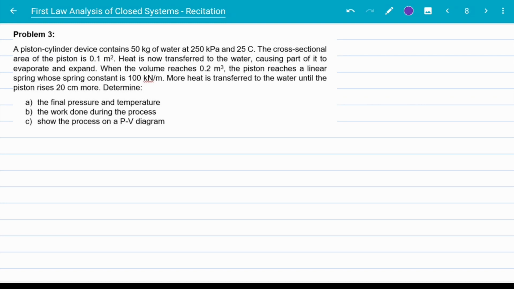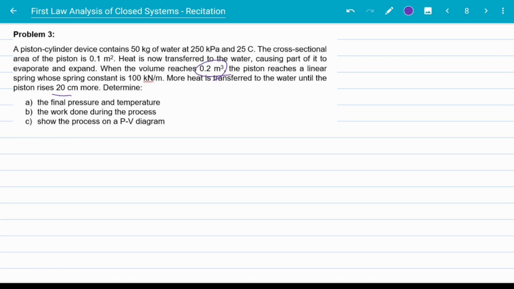Okay, problem 3. We have a piston cylinder that contains 50 kilograms of water at 250 kilopascals and 25 degrees Celsius. Now the cross-section area of the piston is given. We are heating up the system and causing part of the water to evaporate and expand. When the volume of the system reaches 0.2 meters cubed, then the piston reaches a linear spring whose spring constant is 100 kilonewtons per meter.